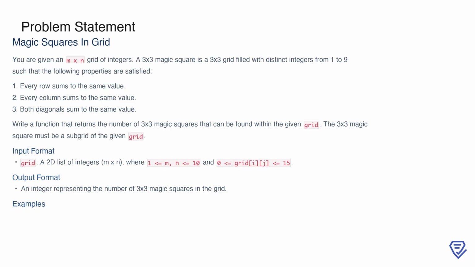magic square. First, every row must sum to the same value. Second, every column must also sum to the same value. And third, the 2 diagonals must sum to that same value as well. The task is to write a function that returns the total count of 3x3 magic squares present in the given grid. The grid's dimensions will be between 1x1 and 10x10, and each element in the grid will range from 0 to 15. The output is a single integer representing the count of valid magic squares.